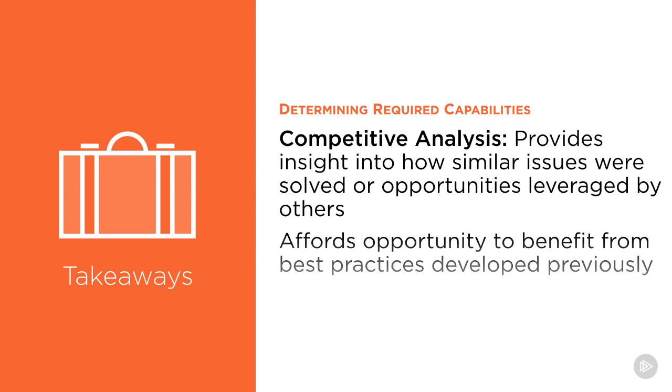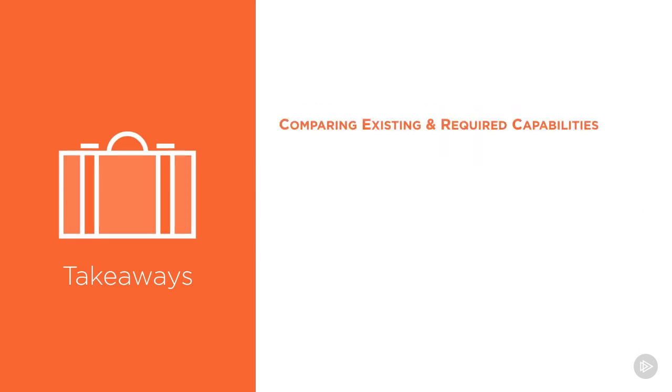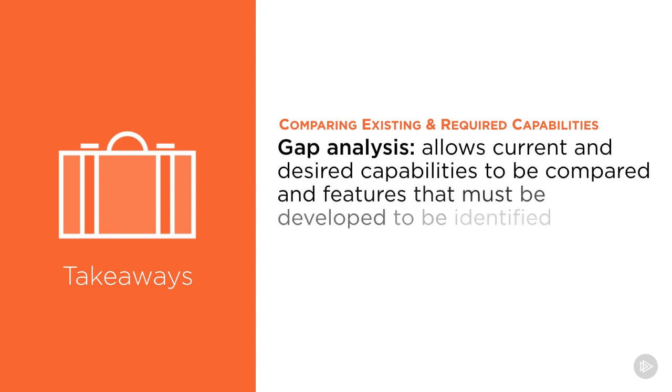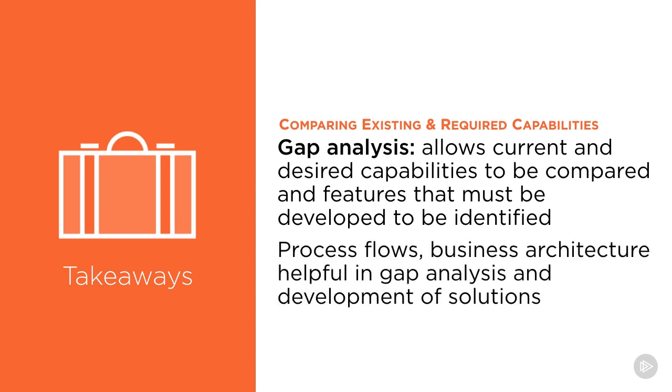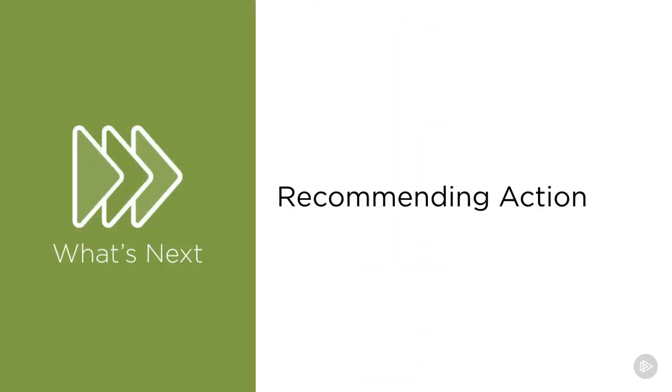Finally, we need to compare our existing capabilities to what capabilities will be required in order to complete our objectives. This is known as gap analysis. Process flows and business architecture are both helpful in gap analysis and the development of potential solutions, which leads us directly to our next module, which will be focused on recommending action.